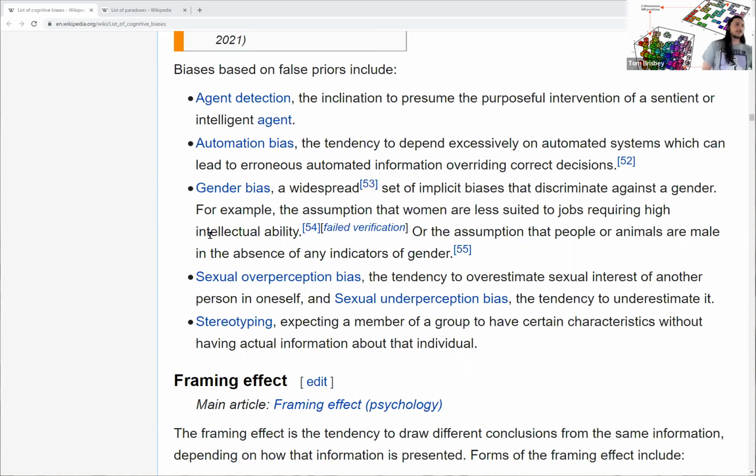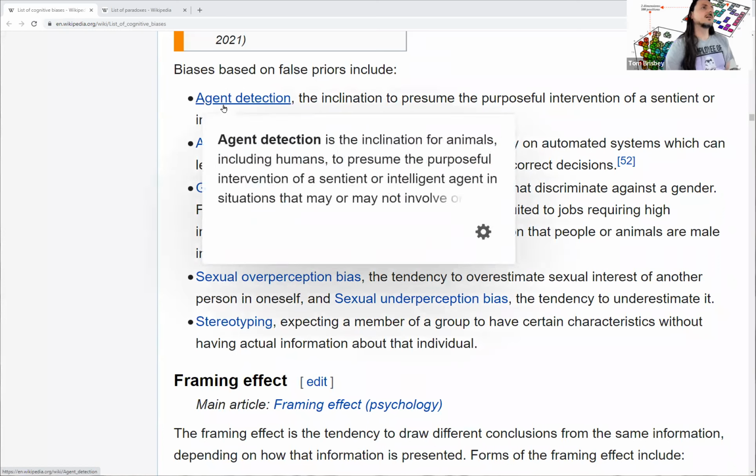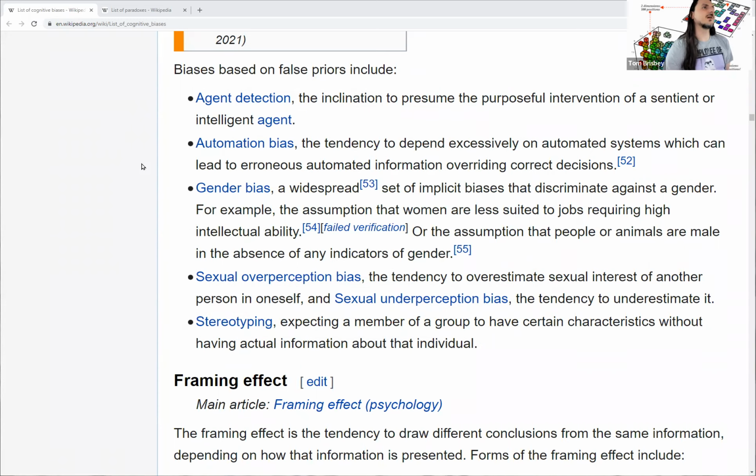That's that bias. So now we're going to do a bias based on false priors, agent detection, the inclination to presume the purposeful intervention of a sentient or intelligent agent. Now, let me get that definition there because I want to make sure I got it right. The inclination is for animals to presume the purposeful action of the sentient, which may or may not involve one. Oh, okay, I got it. So agent detection, you're looking for the grand master behind everything. So I'm not going to listen to you because there's a secret hand stirring that pot. Maybe there is.